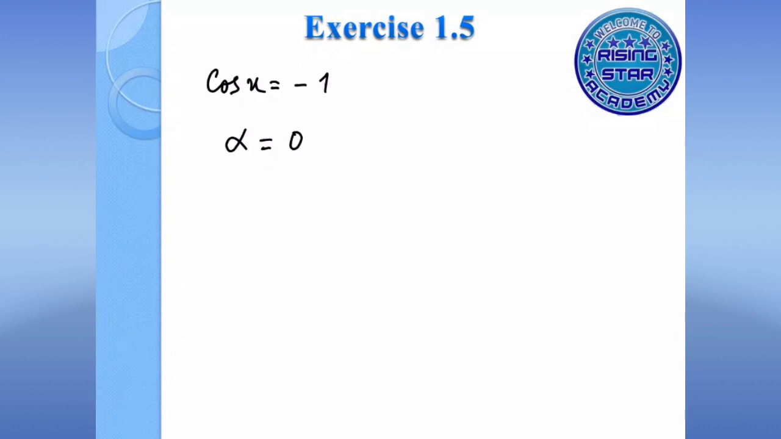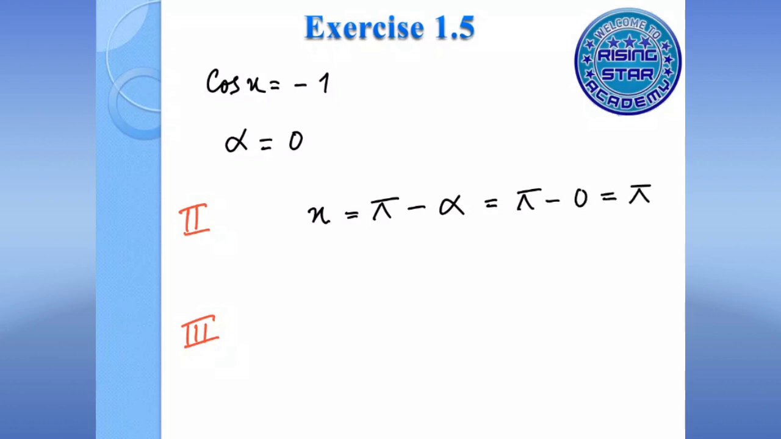Okay, now we know that cos is negative in quadrant number 2 and quadrant number 3. So for quadrant number 2 we will write x is equal to pi minus alpha. So that would be pi minus 0 is equal to pi. For the third quadrant we have pi plus alpha. So that would be pi plus 0 is equal to pi. So we got the two possible answers. Now move to the next part.